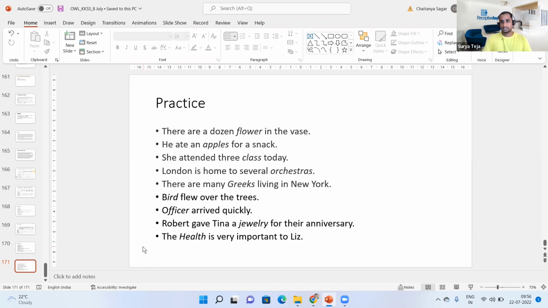With these examples, I'm going to conclude the non-count and count nouns topics. This is what I have got for today. Any doubts on these topics?